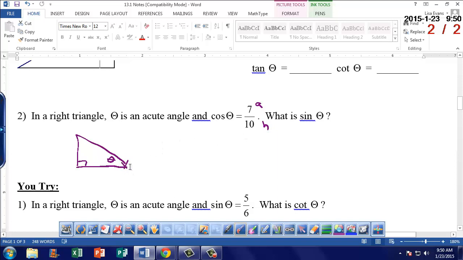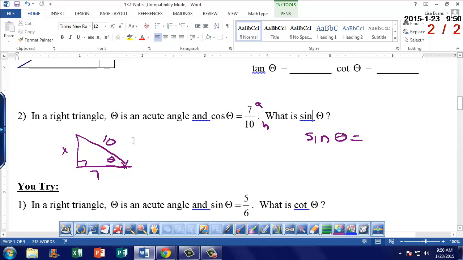So in relationship to the angle I called theta, this would be the adjacent side, so that's 7. This would be the hypotenuse side. Now I want to find sine of theta. To find sine of theta, you need the opposite. I don't have the opposite side, so you're going to need to use Pythagorean theorem to find it.